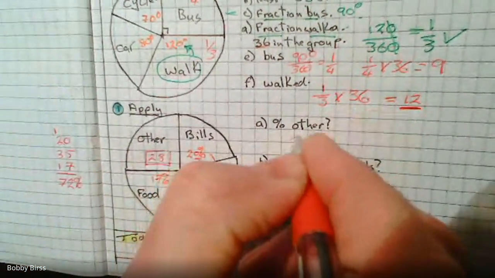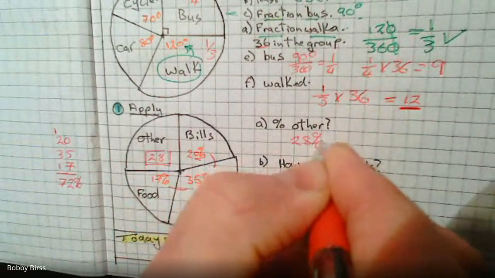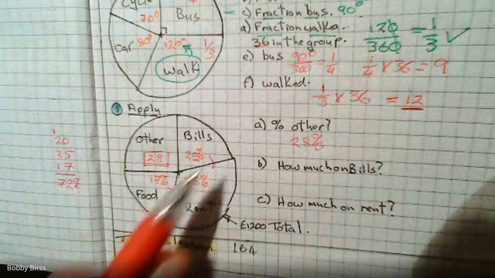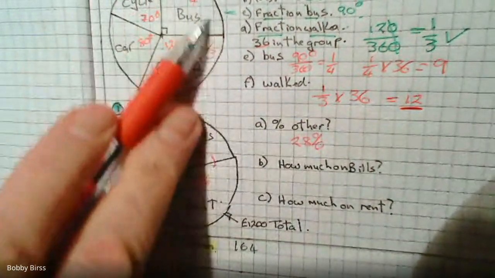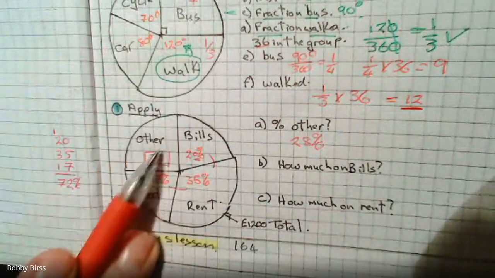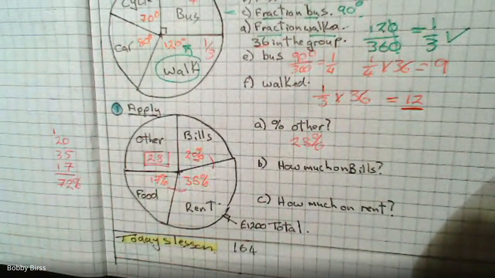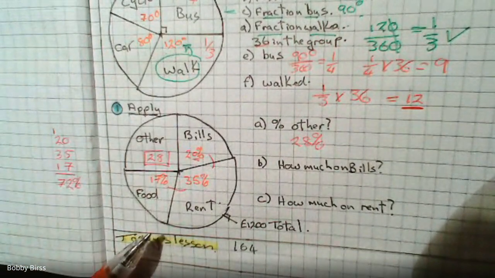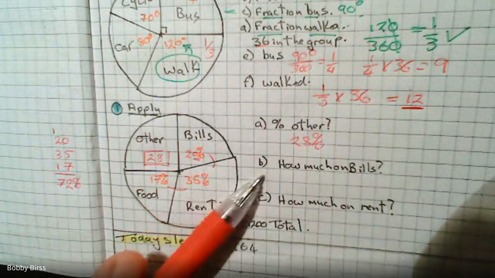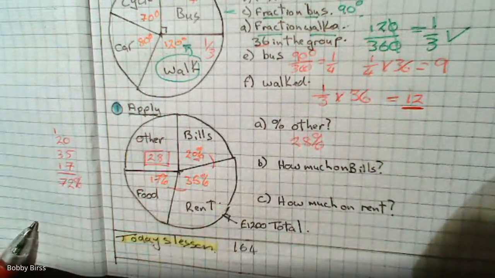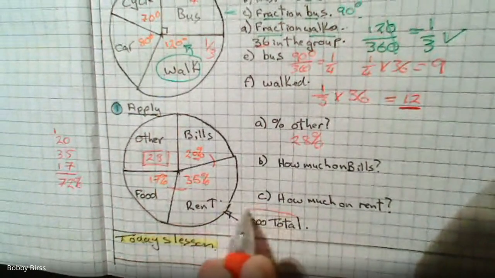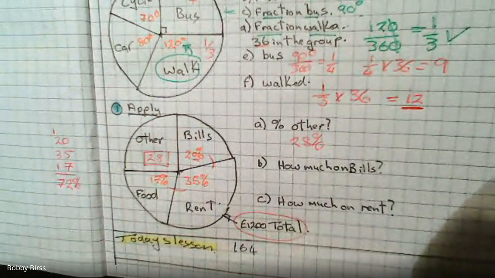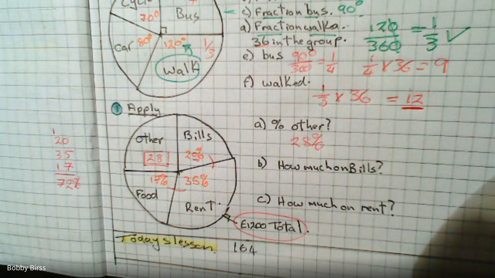Ryan's gone 28. So I've got 28% because I know that my circle adds up to 360 degrees. My percentages add up to 100%. Okay. So how much do I spend on bills if I get £1,200? That sounds fantastic. I get £1,200 for my month. How much do I spend on bills? What calculation do I do?